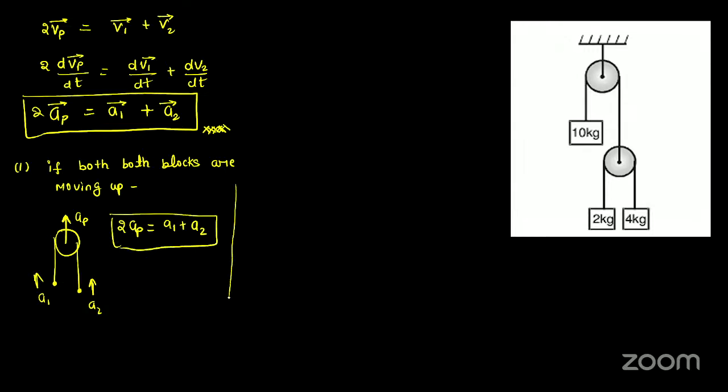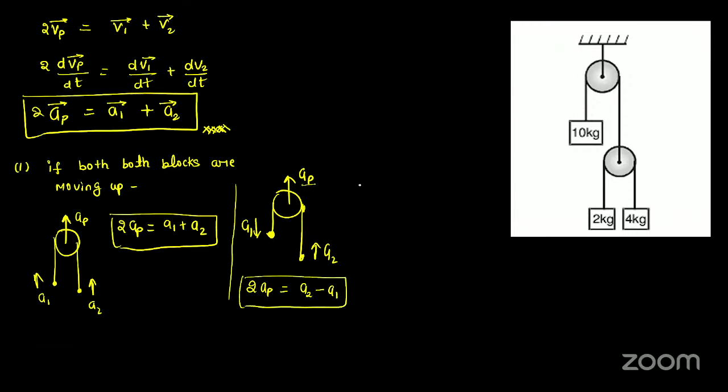But suppose one block is going up and one block is going down, suppose this one is moving down and this one is moving up, ऐसा भी हो सकता है, ठीक है. तो इस केस में क्या होगा? अगर आप देखो, इस केस में A1 को you have to take it as negative because it is opposite in the direction of acceleration of pulley. ठीक है, तो यहाँ पे मैं इक्वेशन कैसे लिखूंगा, 2 times acceleration of P is equal to A2 minus A1.